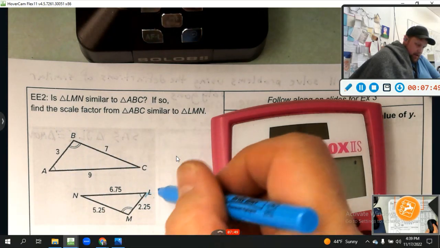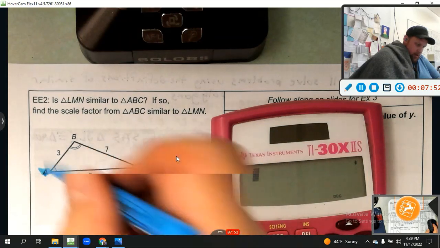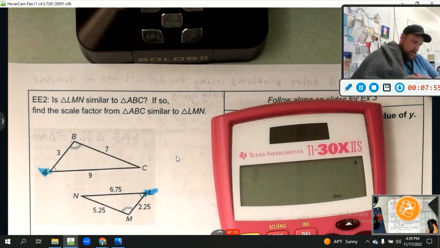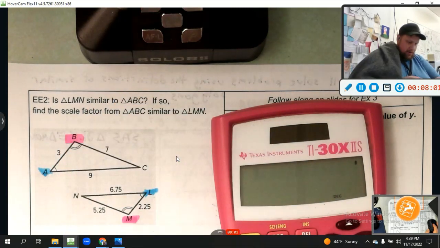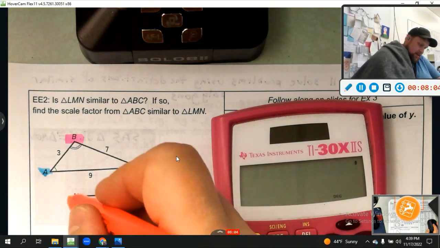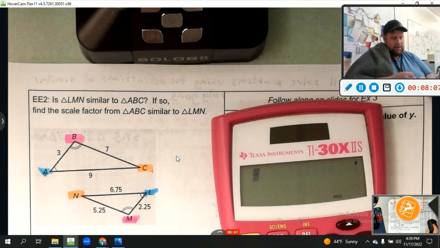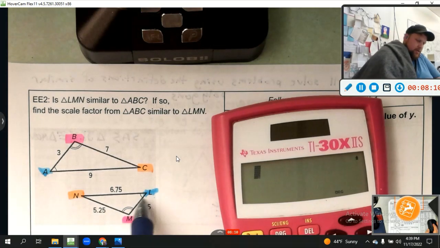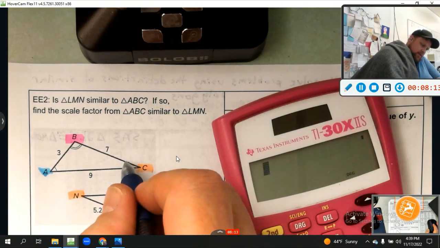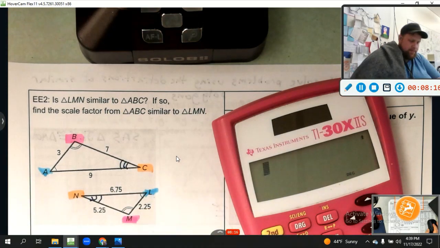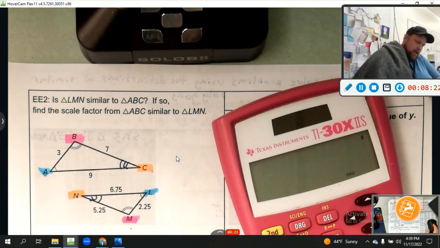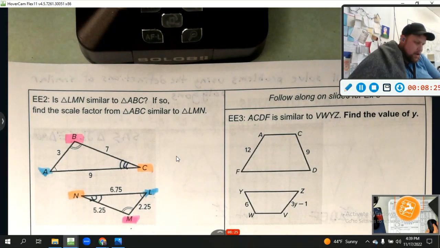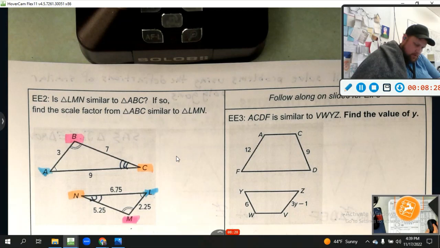Which means LM, so notice when I highlight them, it's blue to pink, is going to match blue to pink. Remember we're supposed to go from LMN to ABC, so it should be 2.25 divided by 3, which is 0.75. That's 3/4. So LM over AB equals 0.75 or 3/4.